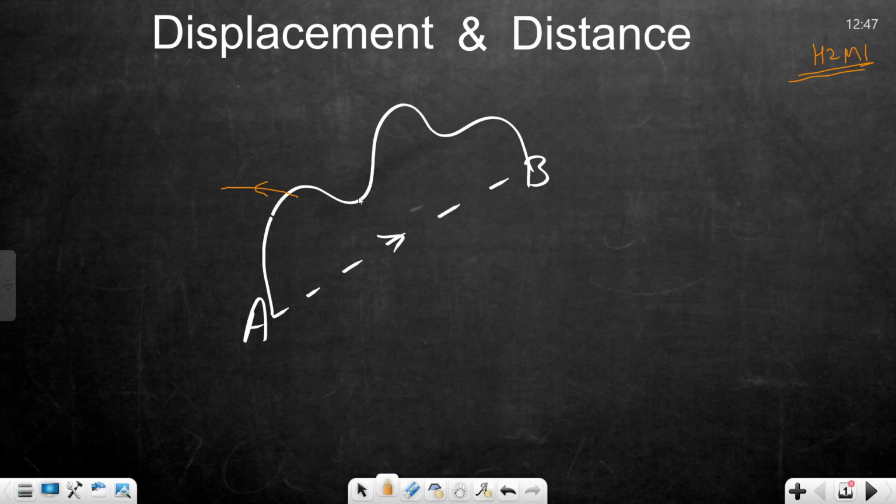Because this curvy path will not have any specific direction. Whenever you draw a tangent, that gives you the direction, but this has no exact direction. But this will be your distance. We will call it distance. And this A to B has a specific direction, from A to B. So we will call it displacement. Clear?